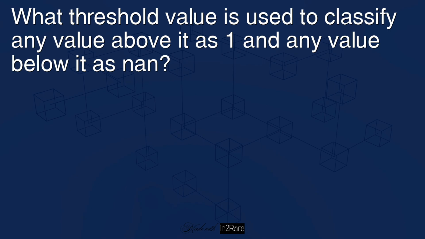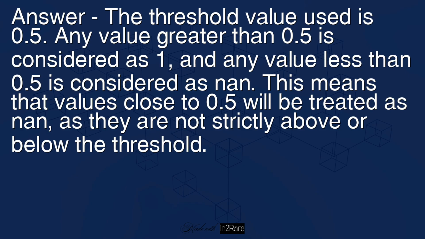What threshold value is used to classify any value above it as 1 and any value below it as 0? Answer: the threshold value used is 0.5. Any value greater than 0.5 is considered as 1, and any value less than 0.5 is considered as 0. This means that values close to 0.5 will be treated as 0, as they are not strictly above or below the threshold.